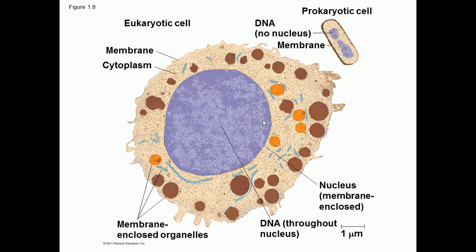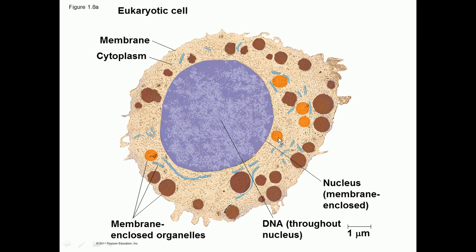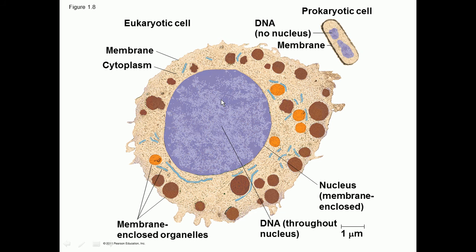So prokaryotic cells do have DNA, they do have genetic material, but they don't have a special compartment for this DNA. And eukaryotic cells have a special compartment. So this is the main difference between a prokaryotic cell and a eukaryotic cell.